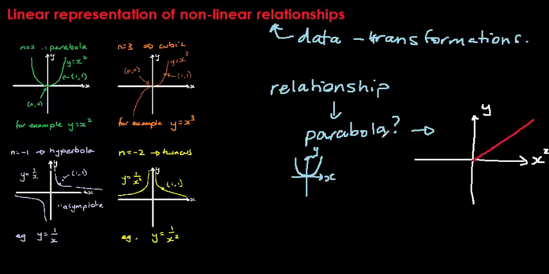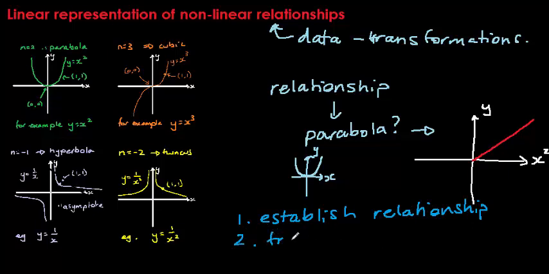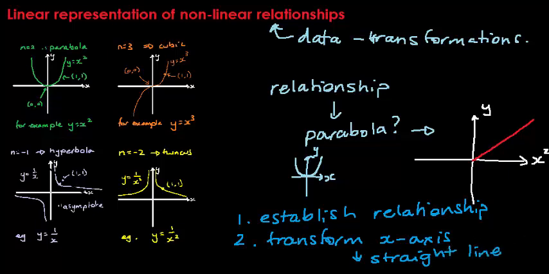So what I need to do is establish the relationship, and then change my x-axis to suit which relationship it is. The first thing I do is establish the relationship, and then I transform the x-axis. If I do all that right, I should end up with a straight line. So let's do an example and see how we go.